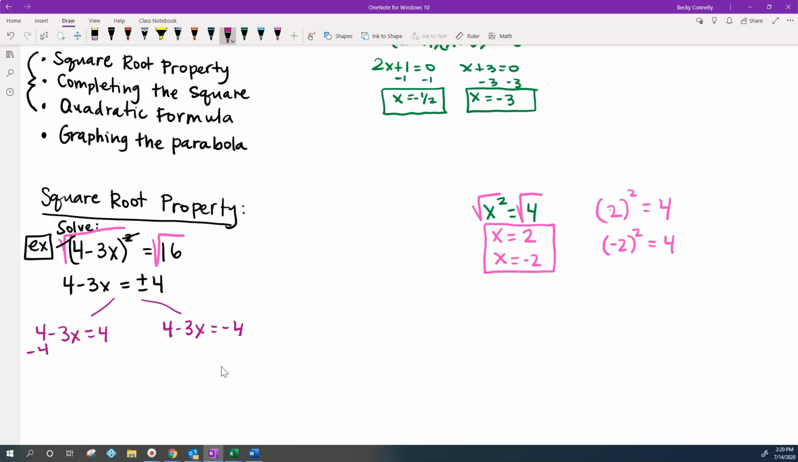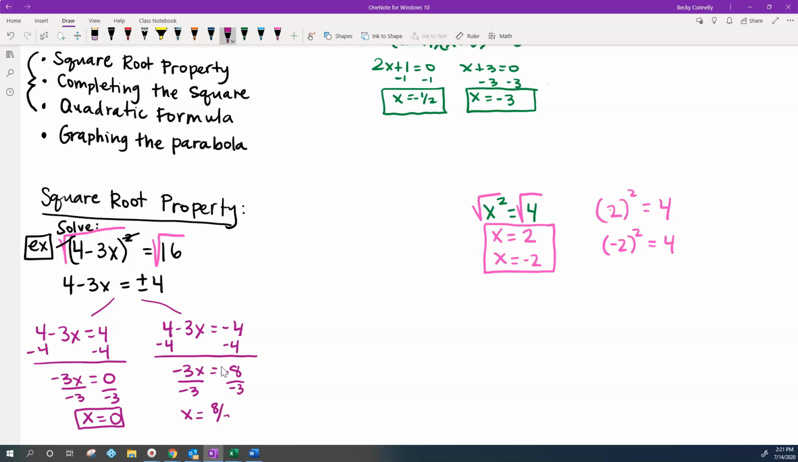All right, so let's subtract the 4 over. So here I get negative 3x equals 0. If I divide by negative 3, 0 divided by anything is still 0, right? And then we need to do the other side. So subtract 4 over. Get negative 3x equals negative 8. And I divide by negative 3, get x equals positive 8/3. Okay, so I still end up with two answers here.